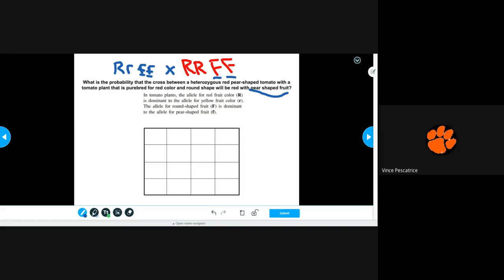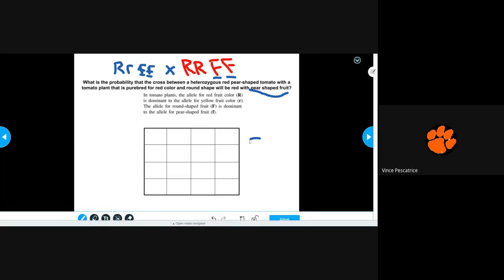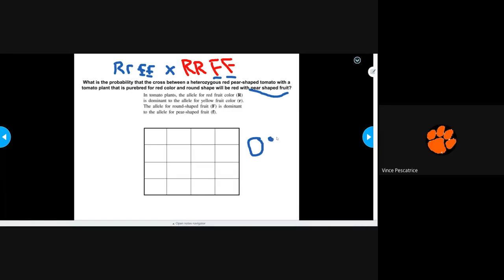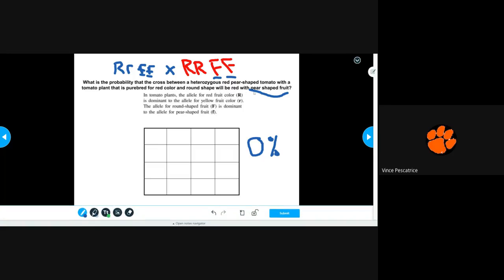When I say express, that means what shows up. And remember, phenotype starts with P, so it's a physical thing. It's something you can see, something you can feel. That will always dominate the recessive phenotype. So there is zero possibility that this red-colored pear-shaped fruit can exist if these two plants mated. So the correct answer is 0.